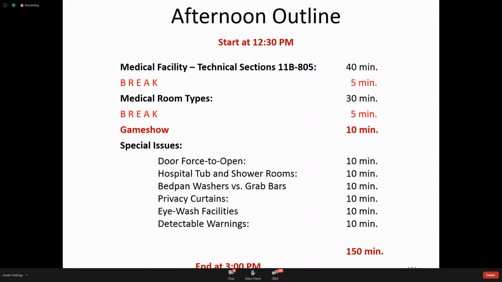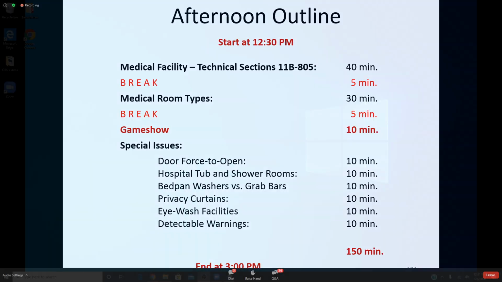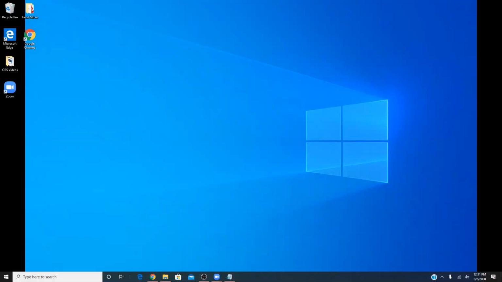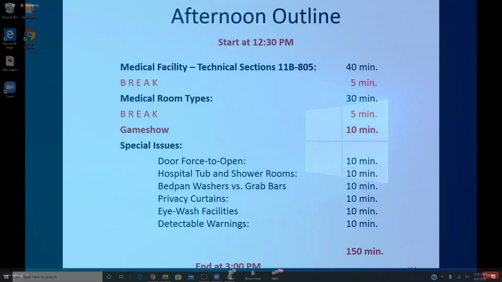So let me just kind of talk through what we're going to go over in the afternoon. We'll cover the 11B 805 section. So that's probably about 40 minutes. That's going to go through 7 subsections. We'll take a little 5-minute break. I think I'm going to use the break to take questions because we had actually quite a few questions.